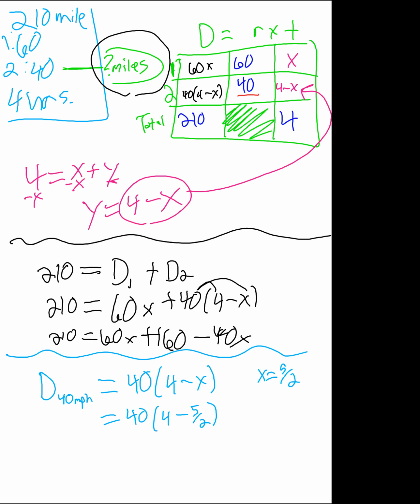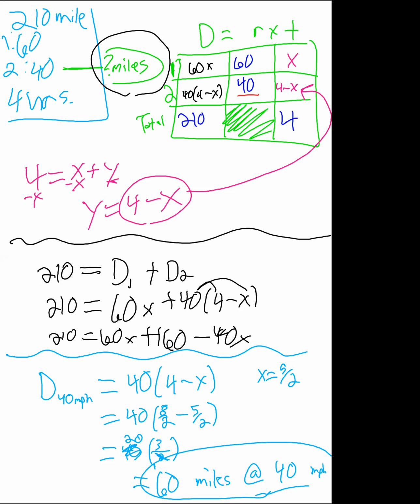Now remember that the 4 is over 1, and using least common denominators, we can turn that into 8 over 2. So now we get 40 times 3 over 2. We can cross this out to get 20 and 1, which gives us 60 miles at 40 miles per hour. And that would be your answer.